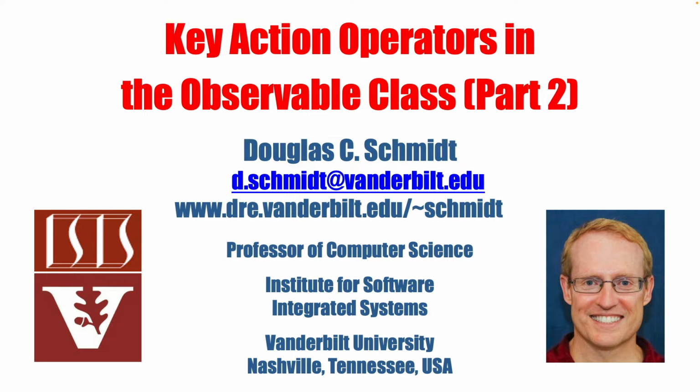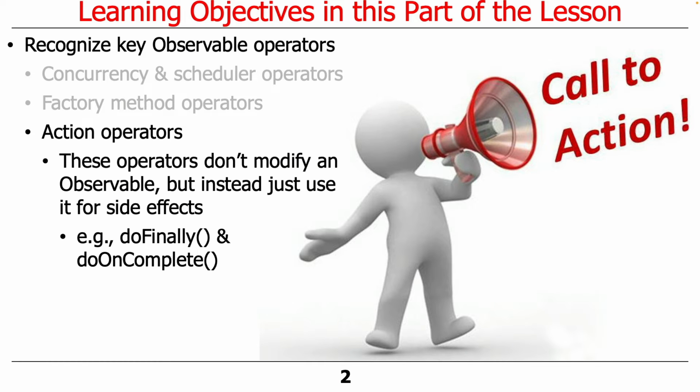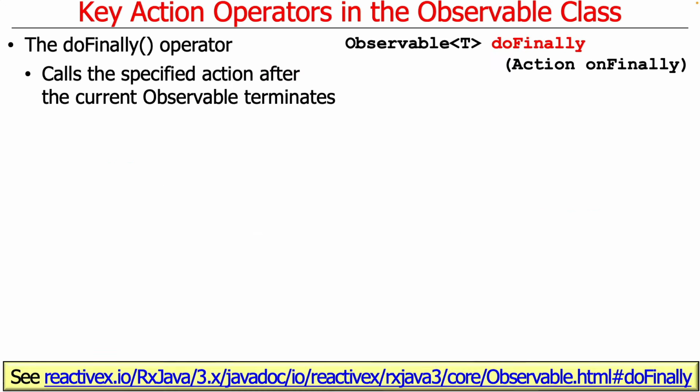We're now going to talk about the next set of action operators that are supported in the observable class. If you recall, an action operator does not modify the observable, but instead just uses it for side effects. Before we looked at the doOnNext method, which was called back to log or debug something. Now we're going to take a look at two other action operators, doFinally and doOnComplete. So let's start by talking about the doFinally operator.